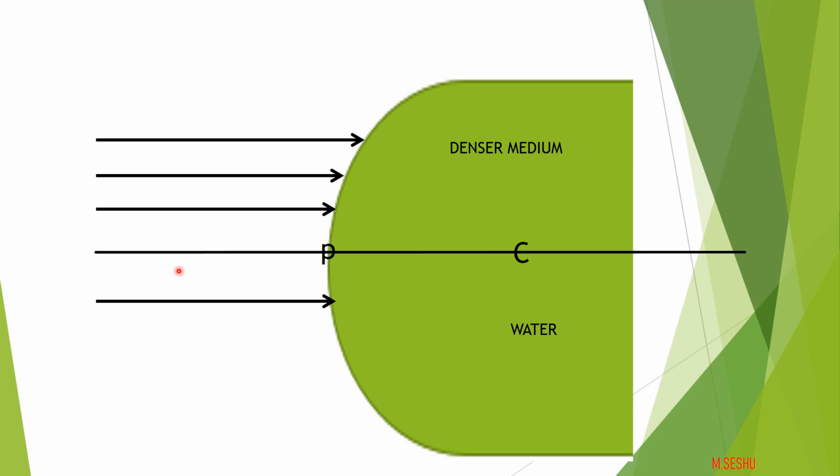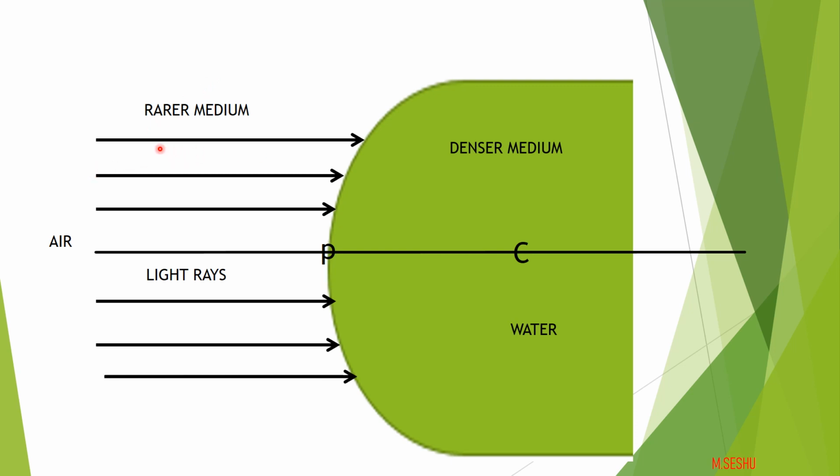As you know, light travels with a speed of 3 into 10 to the power of 8 meters per second in air or in vacuum. So all these rays are coming from where? They are coming from the rarer medium. All these rays are parallel to the principal axis.